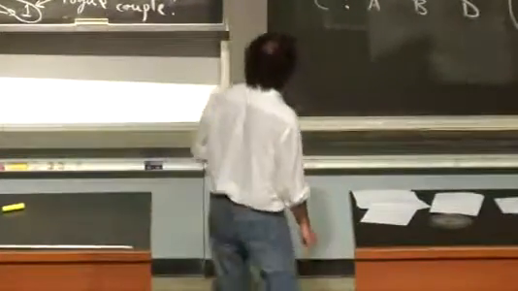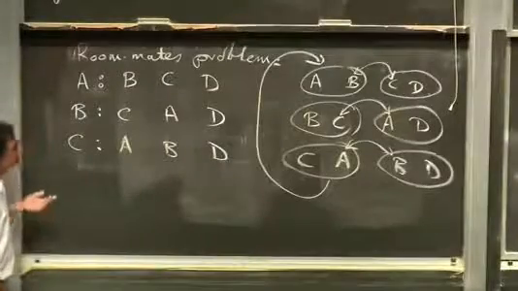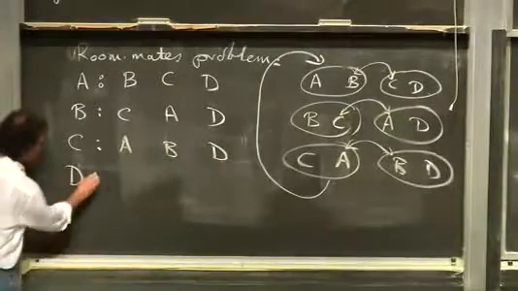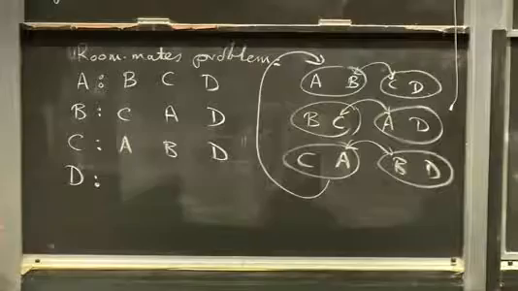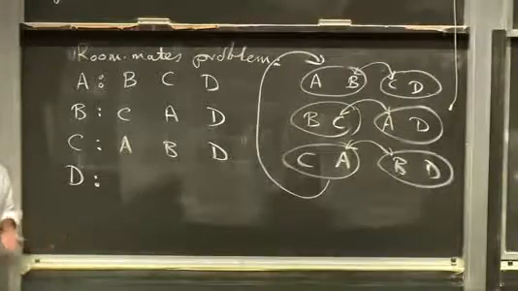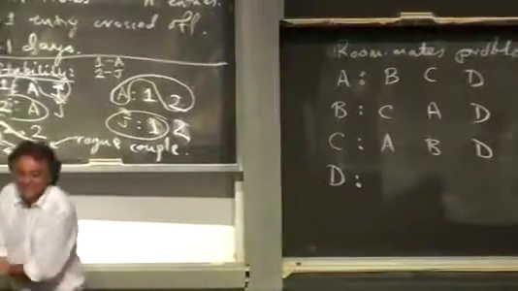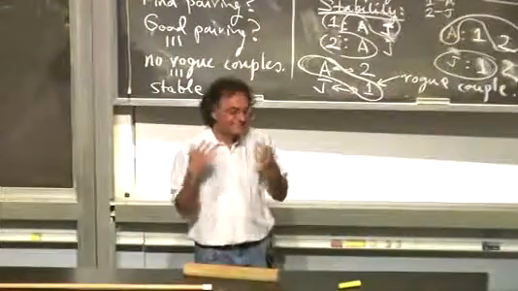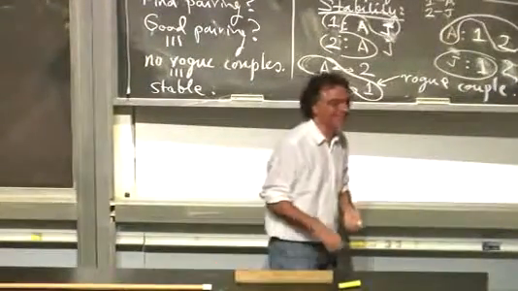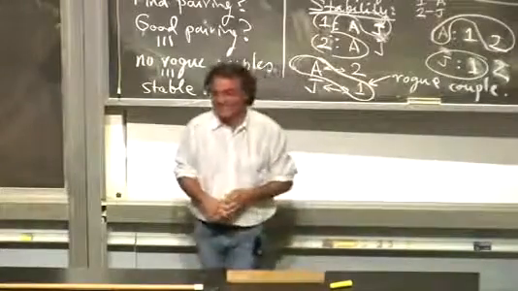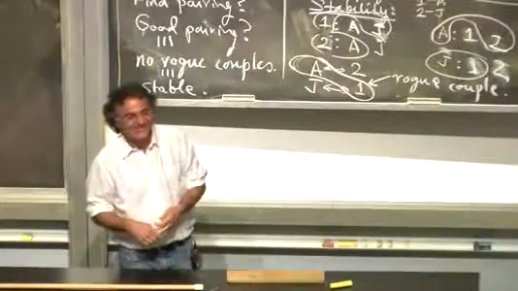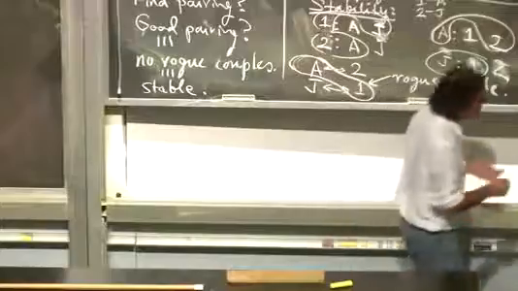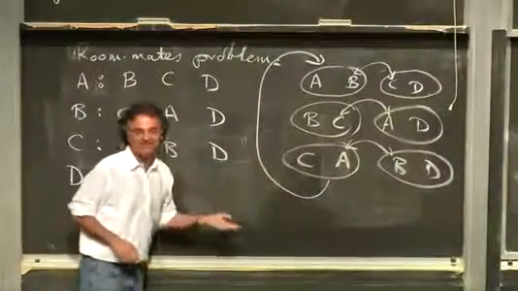Why are we not considering D's preferences? We can, let's put them down. It just doesn't matter because nobody likes D. Yeah, it's sad, isn't it? But no, we could put down D's preferences, but it wouldn't change anything.